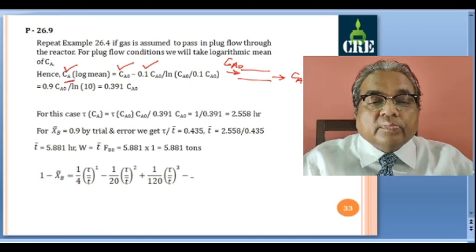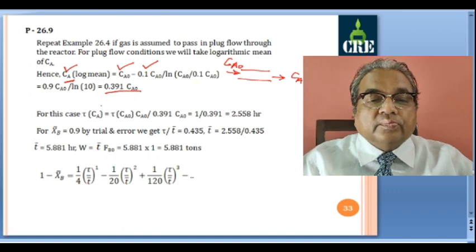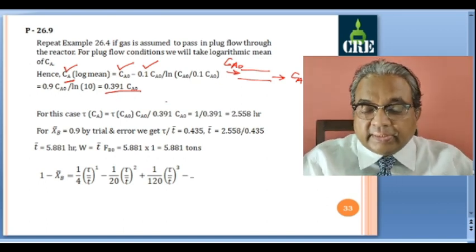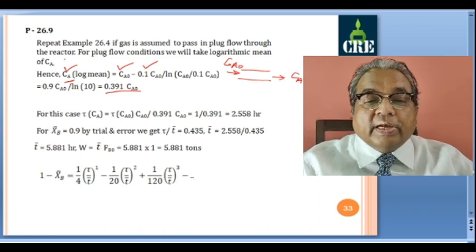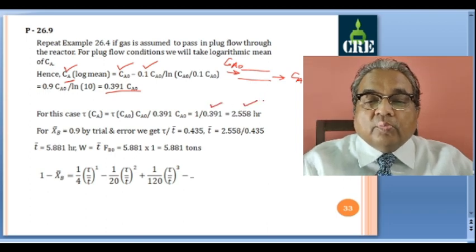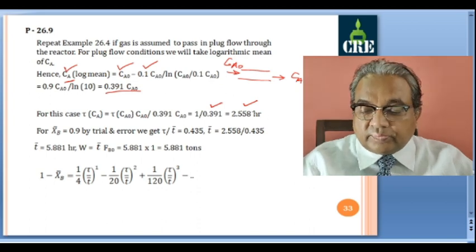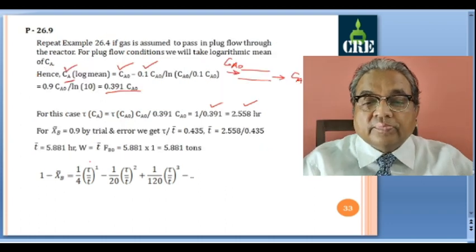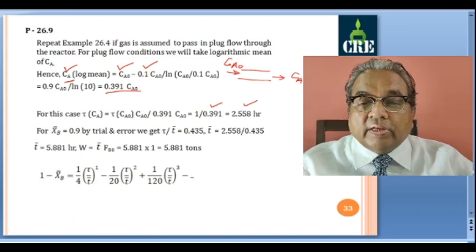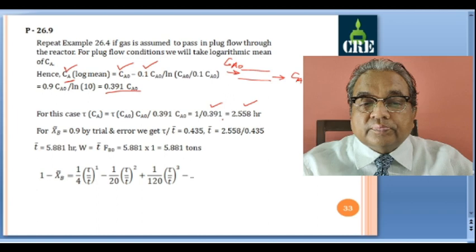log mean concentration difference will be 0.391 Ca0. So here, in the earlier case, this 0.55 for mixed flow is replaced by 0.391, that is the only change. So you get 2.558 hour. In the previous problem for mixed flow, you had 1 by 0.55 giving you 1.8181. Here we have this value 1 by 0.391, and you get this value.